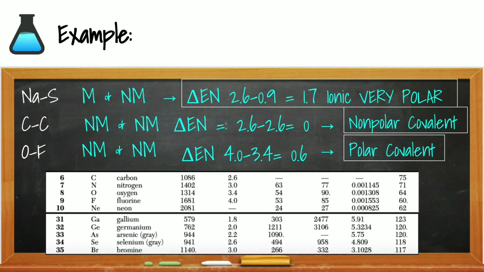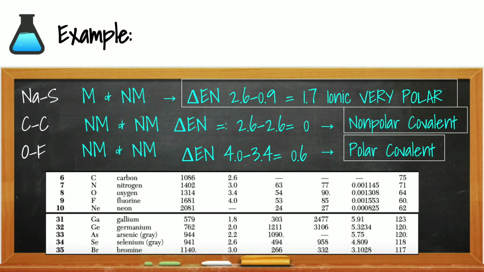Here you can see how we can use electronegativity values on reference table S to determine bond polarity. In a bond between sodium and sulfur, we have a metal and a nonmetal. When a metal and a nonmetal bond, we always create an ionic bond. In the carbon-carbon bond, we have two nonmetals. These two identical nonmetals have the same electronegativity, so the electronegativity difference is 0, resulting in a nonpolar covalent bond.